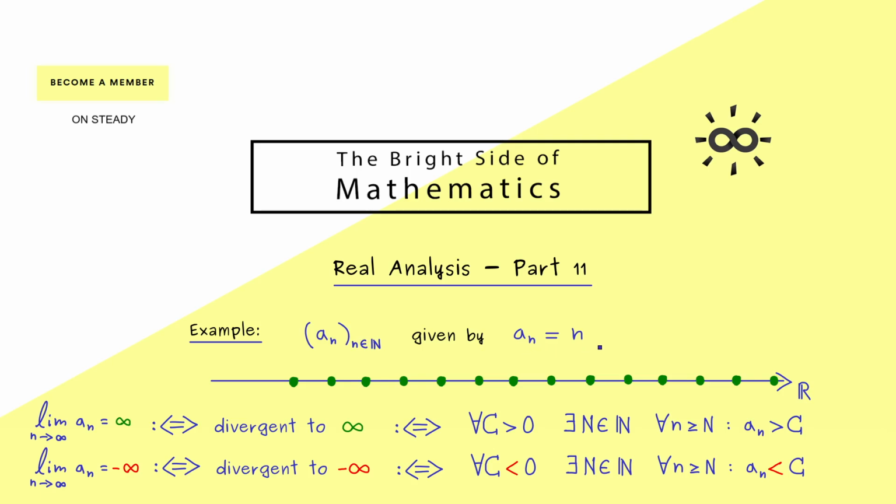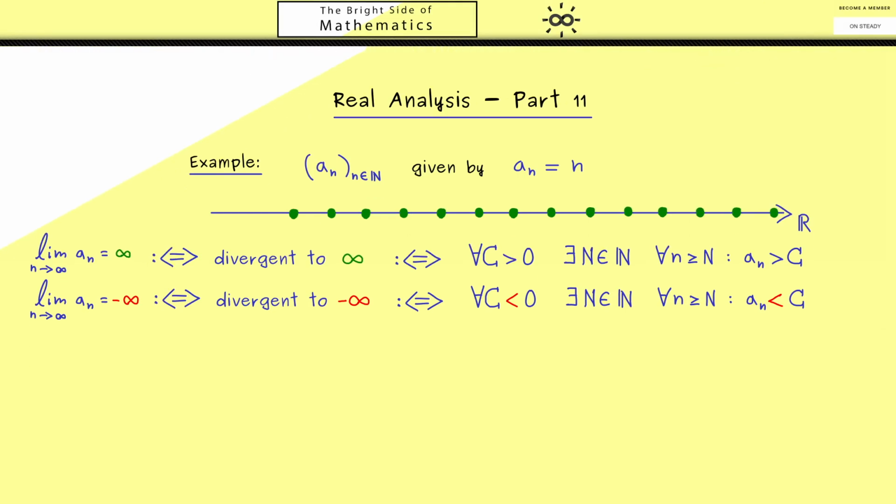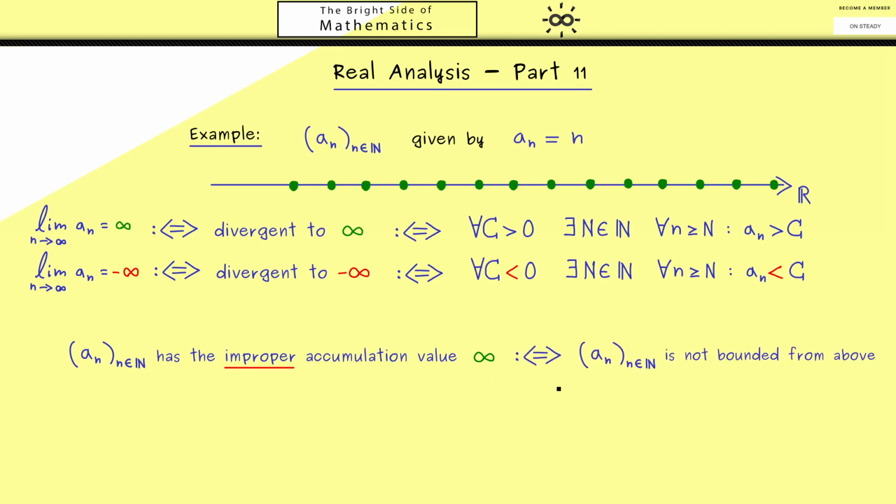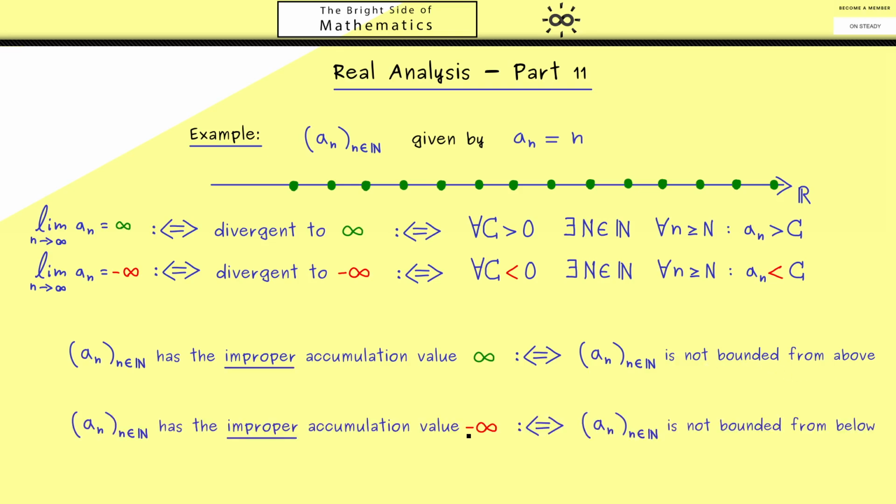Another thing we introduced for such sequences is the notion of accumulation values. For this example, you might have already seen, this sequence does not have any accumulation value, no cluster point at all. However, in the same symbolic way as here, we could say this sequence here clusters at infinity. Therefore, we define the improper accumulation value infinity. Namely, we have that for all sequences that are not bounded from above. And of course, in the same way, we cluster at minus infinity when a sequence is not bounded from below.